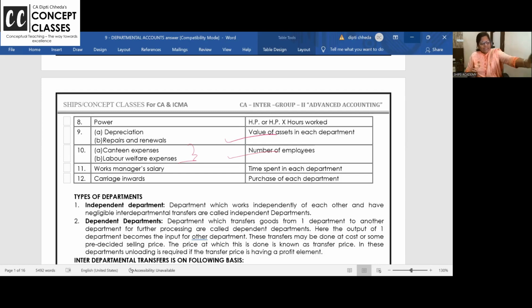Sometimes we have common staff, like a supervisor and manager. So his salary will be apportioned on the time spent basis.